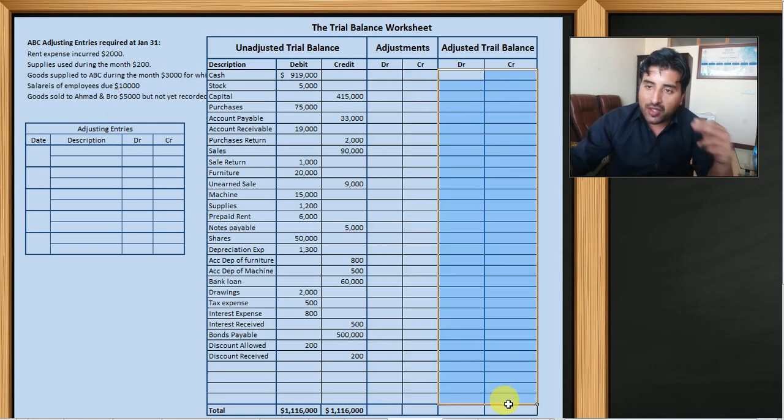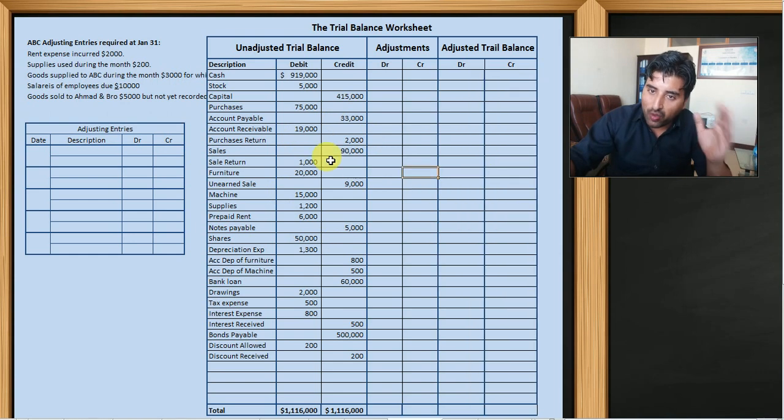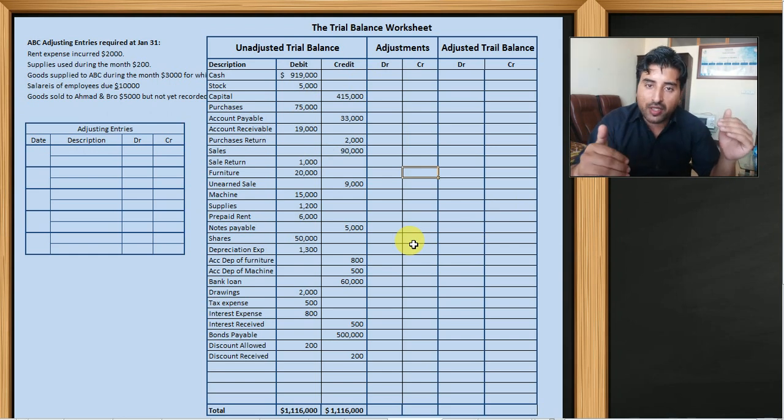Keep in mind, dear students, the adjusted trial balance is the final trial balance from which we will make financial statements, right? The table in which we perform this function of converting the unadjusted trial balance into the adjusted one is called the trial balance worksheet. So it means we are now working in the worksheet.